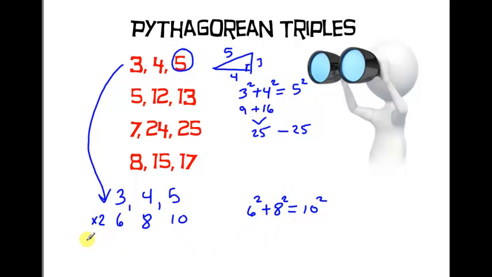That's the same thing. So you can multiply these. You can multiply them all by 10. You might see 3 times 10 is 30, 4 times 10 is 40, 5 times 10 is 50. Those are going to make a right triangle.